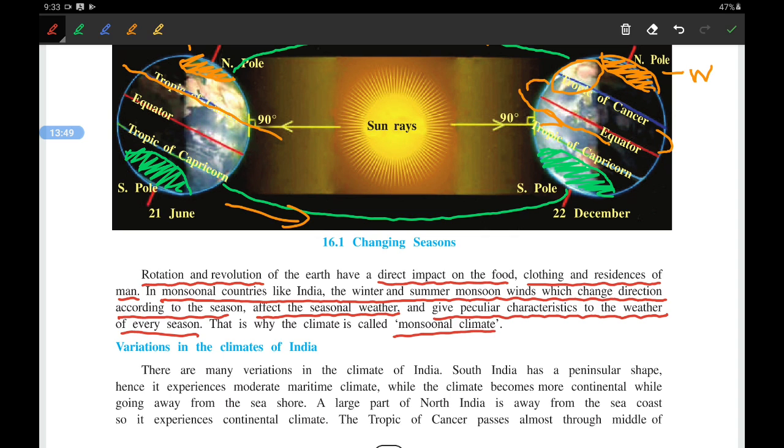That is why the climate is called monsoonal climate. Okay, now here you can see, due to the revolution and rotation of the earth, there is a direct impact on all the things that exist in our countries, and it has a very great impact on the seasons also, and that's why the climate of India is a monsoonal climate. So we'll stop here in this particular video lecture.